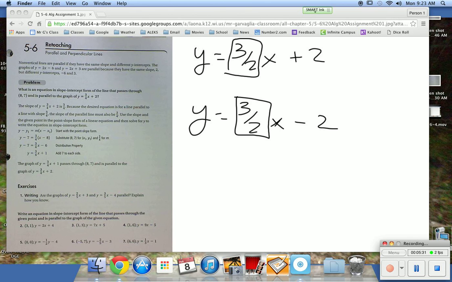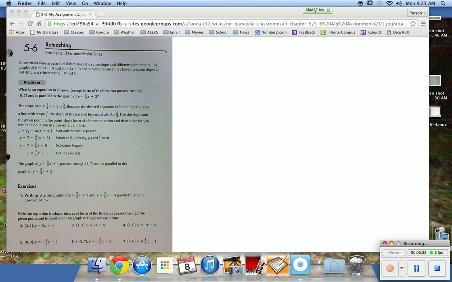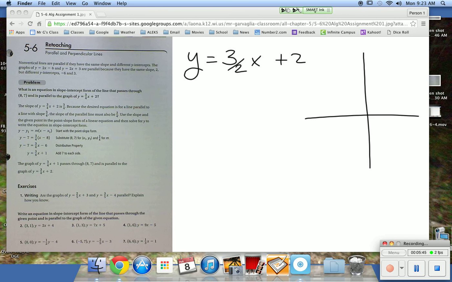Now, let's take a look at what a perpendicular line would be. Let's graph this. Y equals 3/2 x plus 2. And I'm going to graph this. I know it crosses my y-axis where, Can? Where does it cross my y-axis?